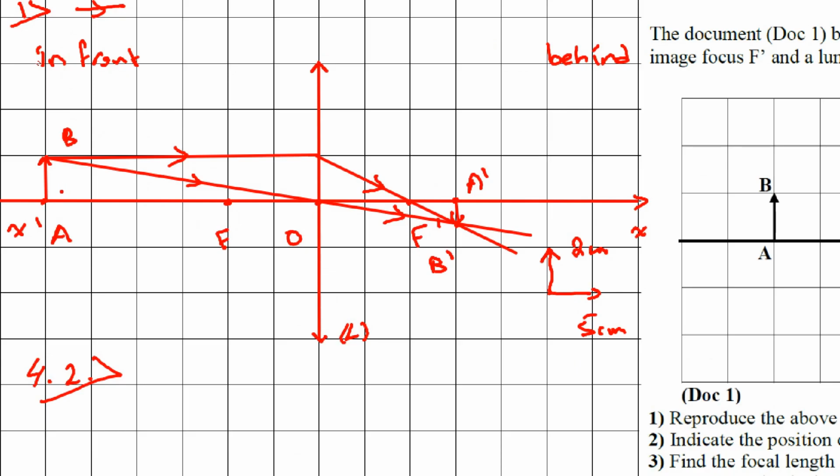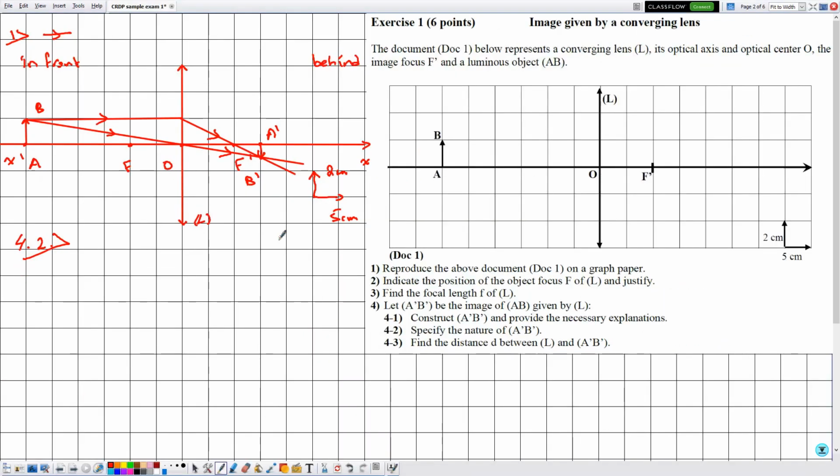So notice that here, because AB is located in front of the lens and the image A prime B prime is located behind the lens, then the image A prime B prime is real, because whenever the object and the image are on opposite sides, then the image is said to be real. Then let's say, since the object AB and the image A prime B prime are on opposite sides, then the image A prime B prime is real.